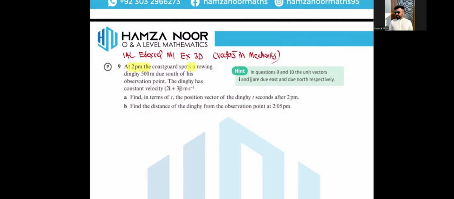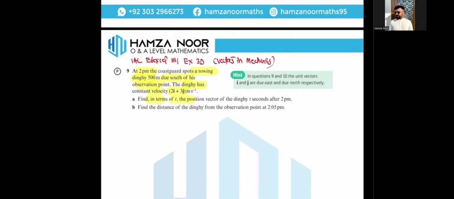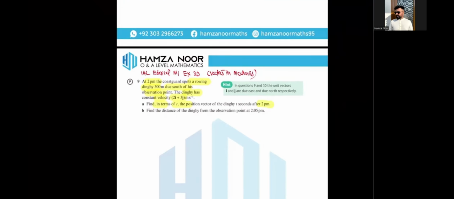So first of all, we have question number 9, which says that at 2 p.m., the Coast Guard spots a rowing dinghy 500 meters due south of his observation point. The dinghy has constant velocity 2i plus 3j meters per second. The requirement of part A is to find, in terms of t, the position vector of the dinghy t seconds after 2 p.m. So initially when t is equal to 0, the time is basically 2 p.m.